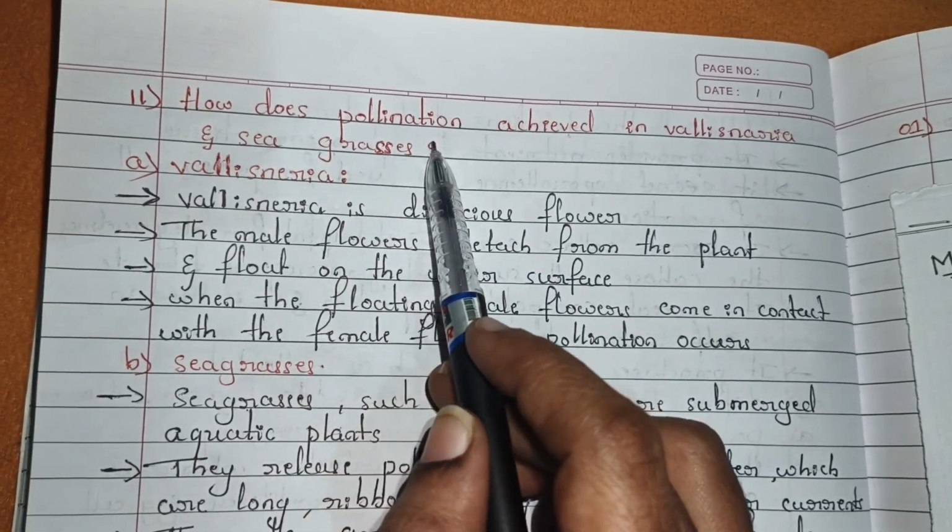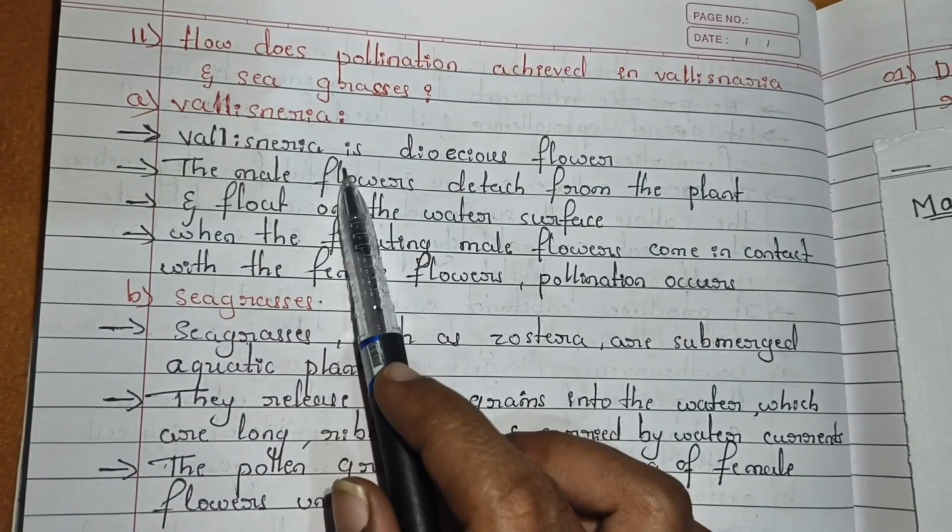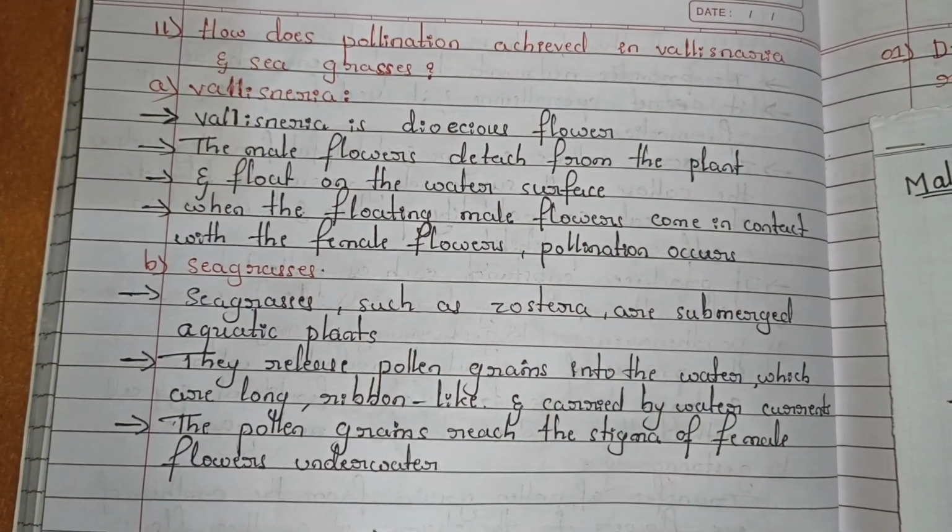Next question is: how is pollination achieved in Vallisneria and seagrasses? These are the points, you refer to them.